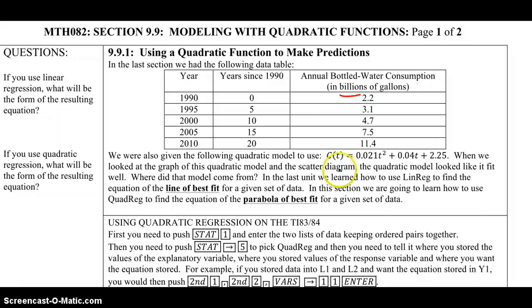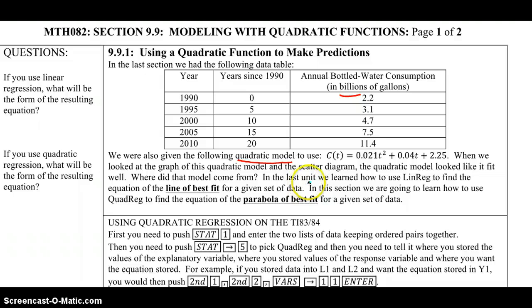We were also given the following quadratic model to use, where consumption depended on how many years it was since 1990, given by the function 0.021 t squared plus 0.04 t plus 2.25. When we looked at the graph of this quadratic model and the scatter diagram, the model fit really well. It passed very close to all of the points in our scatter diagram. But where did that model come from?